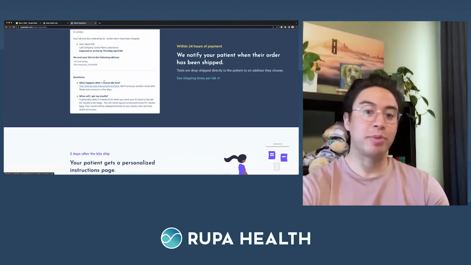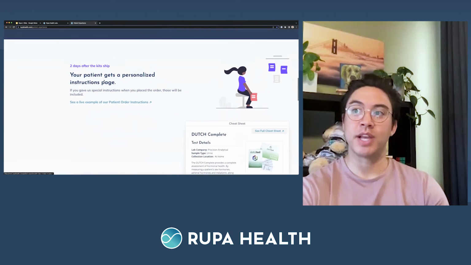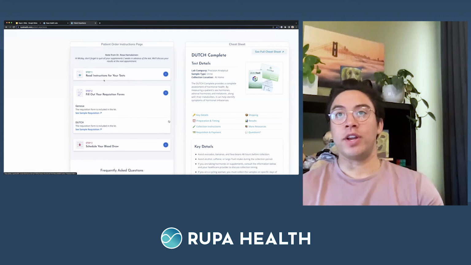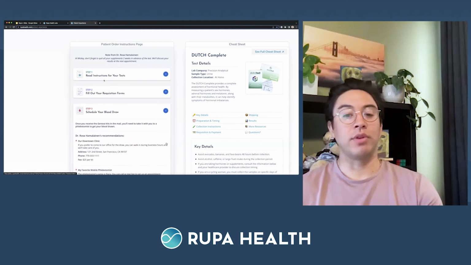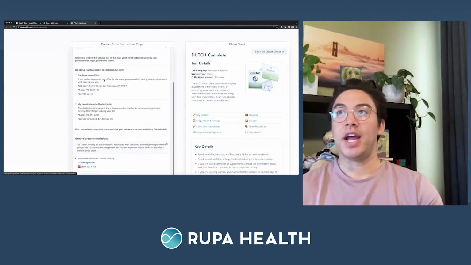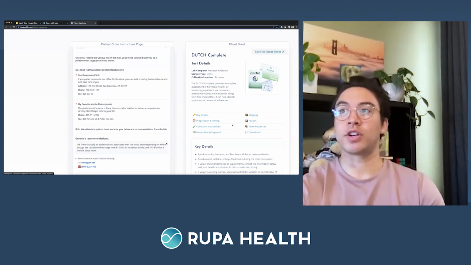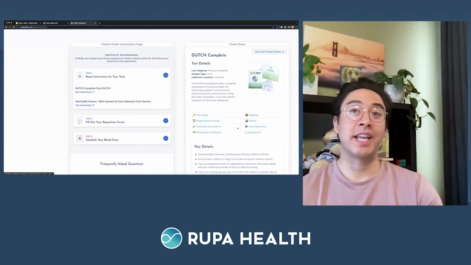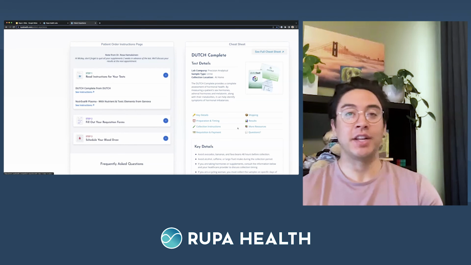From there, we'll reach out to the patient to let them know that the tests have been shipped out. And then we will go ahead and send over an email that looks similar to this. This breaks down all the instructions, all the FAQs. We'll help coordinate the phlebotomy if necessary. And then from there, you can see all the instructions that we'll send over to the patient as well. If the patient has any questions, they can reach out to our team and we will facilitate any support questions.